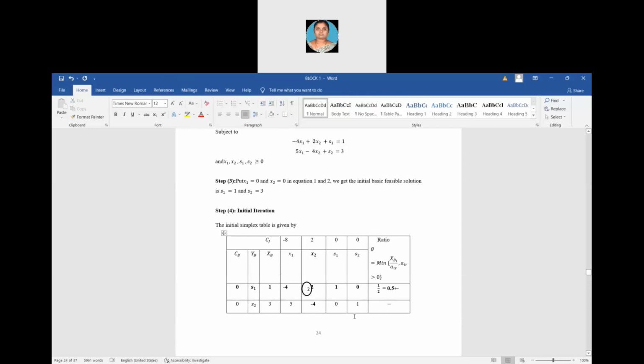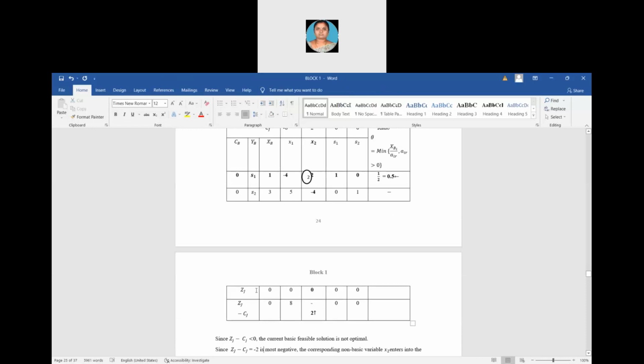So you will be having like this. Next we have to calculate Zj. Zj means initially all the Zj values are 0 because the CB value is 0. So 0 into 1 plus 0 into 3, 0. 0 into minus 4 plus 0 into 5, 0. Everything will be 0. But while we are subtracting, that is Zj minus Cj, the Zj value must be subtracted.